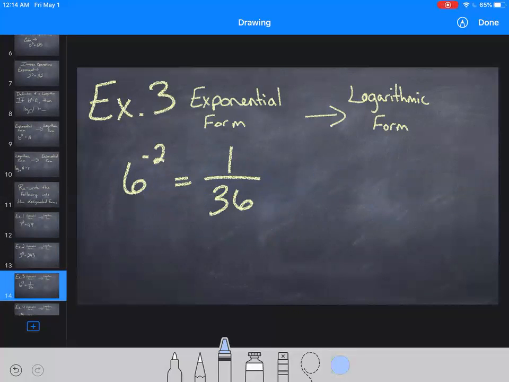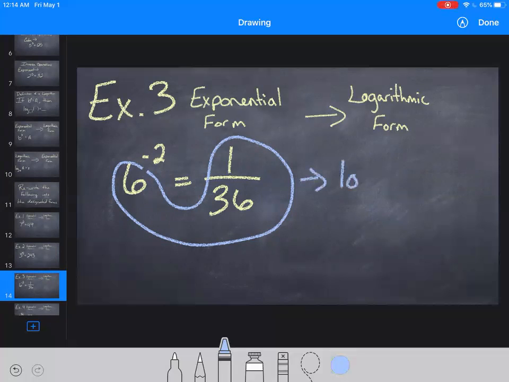Example 3, same thing. I circle the base and the answer. And even though this is a fraction and it looks a little weird, we're going to write it the same way. We're going to write the log of the first thing that we circled, which was the base. So it becomes the base of our logarithm. And then our answer becomes the argument. So we have 1 over 36, close my parentheses, is equal to, and then that -2.